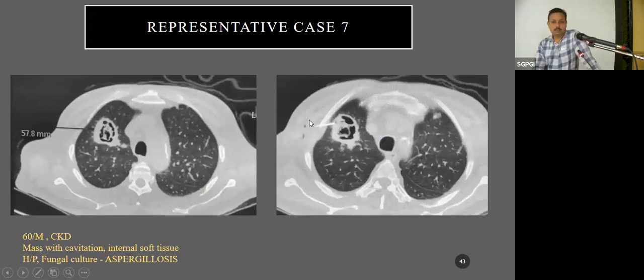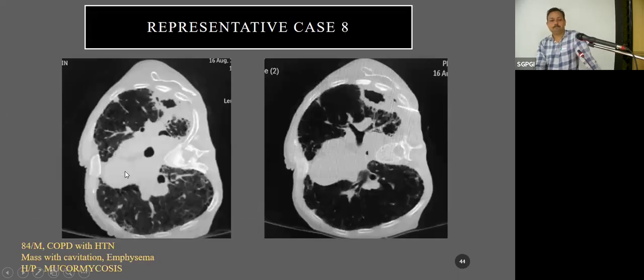This patient, a 60-year-old male, he's a chronic kidney disease patient, and he presented with a mass with cavitation, and there was internal soft tissue density within the cavity. This finding is usually seen in fungal lesions, and biopsy was done, and this was proven to be a case of aspergillosis on both histopathology as well as on fungal culture.